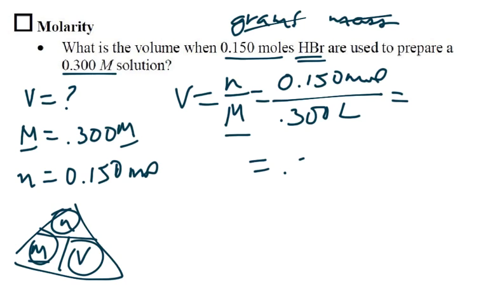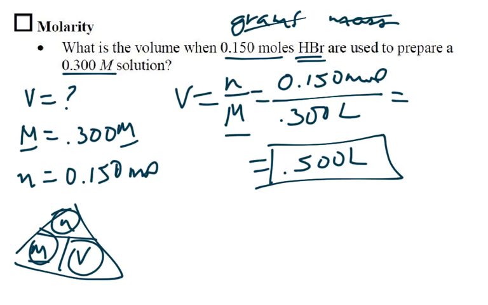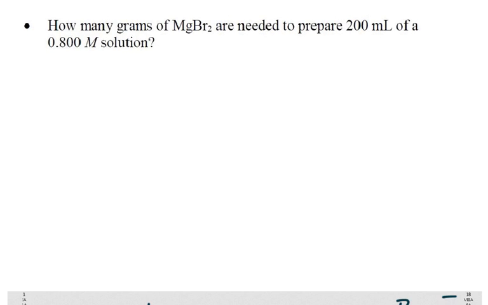So my answer here is going to be 0.500, and I'm doing volume, so that means it comes out in liters. So the answer to this, I can make half a liter, 0.5 liters, with the information above. And that's how you do this problem. Let's try another one. How many grams?